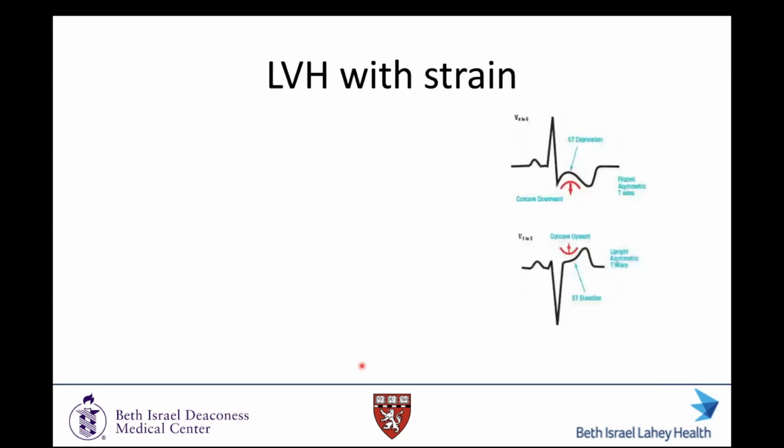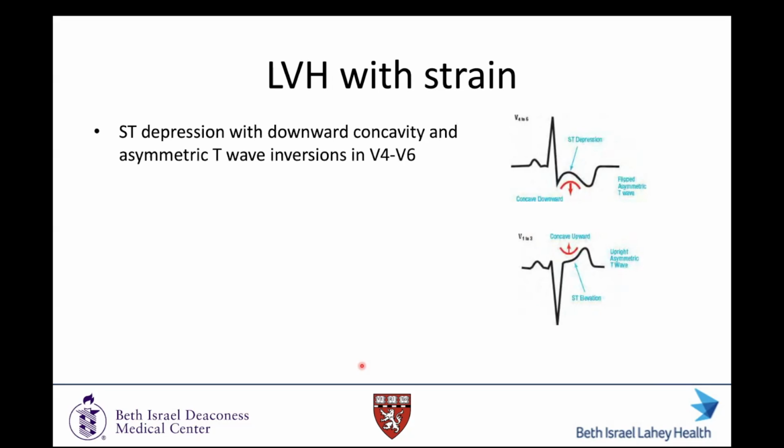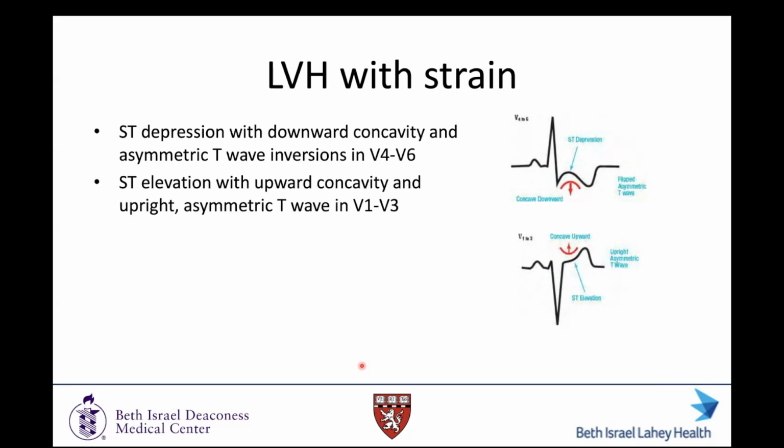So getting a little bit more into LVH with strain, which we saw in the last slide. Anytime you have abnormal depolarization, you can see some abnormal repolarization. What that can look like is that you can see ST depressions with a downward concavity and asymmetric T wave inversions in V4 and V6. And then you can see ST elevations that are of upward concavity with upright asymmetric T waves in V1 and V3.